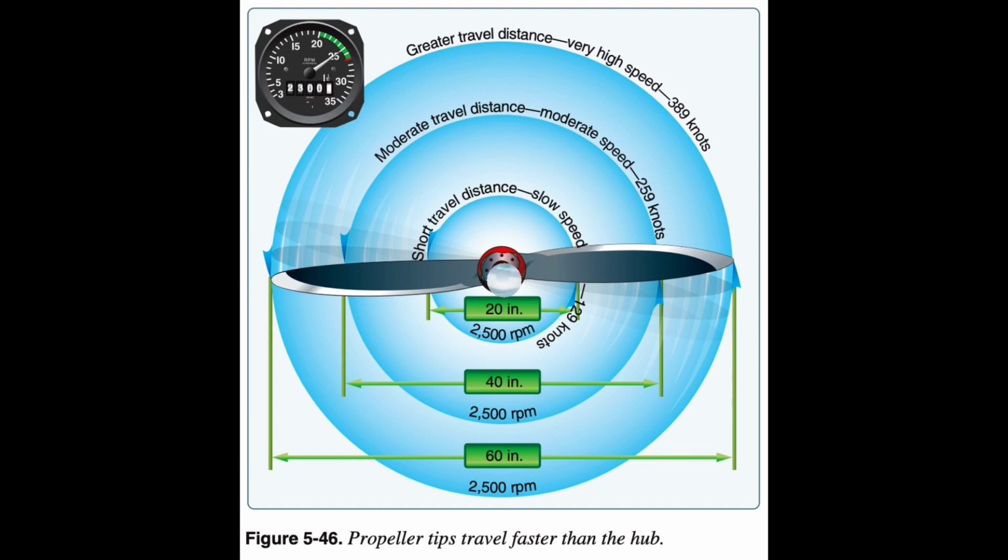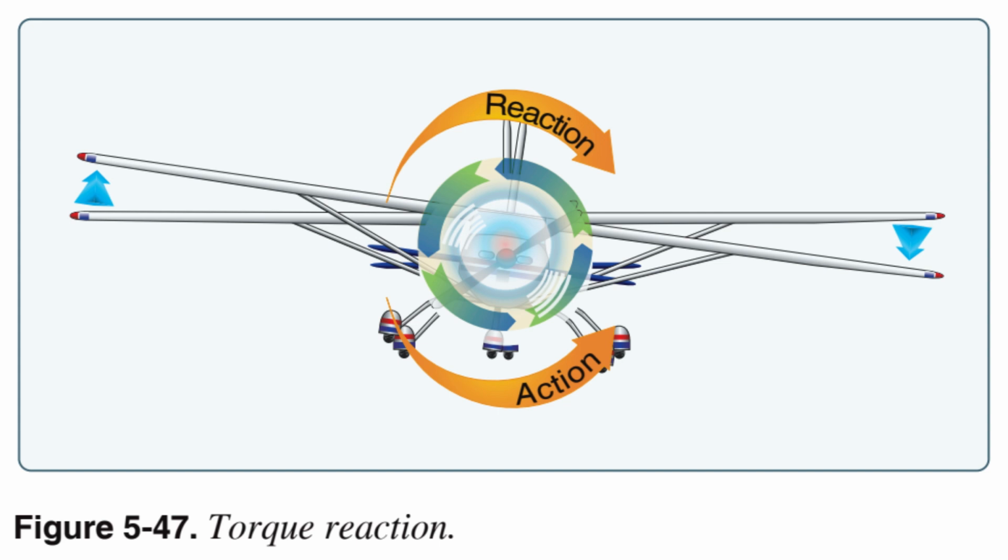Torque and P factor. To the pilot, torque, the left turning tendency of the airplane, is made up of four elements that cause or produce a twisting or rotating motion around at least one of the airplane's three axes. These four elements are: 1. Torque reaction from engine and propeller.